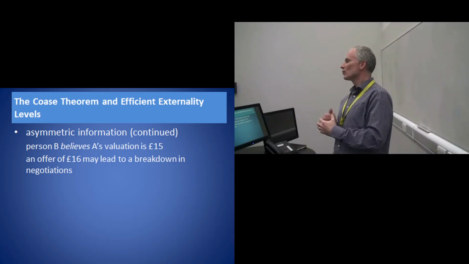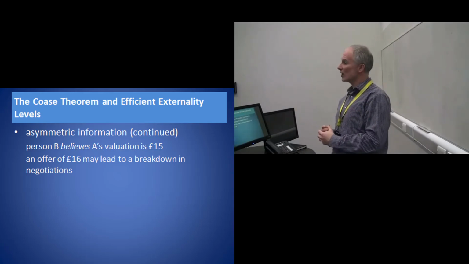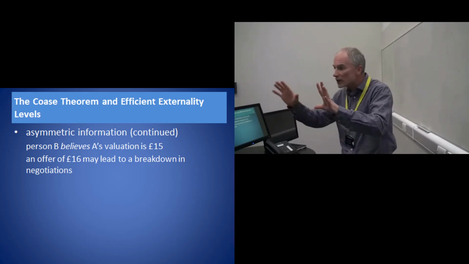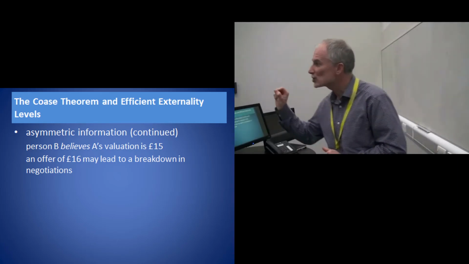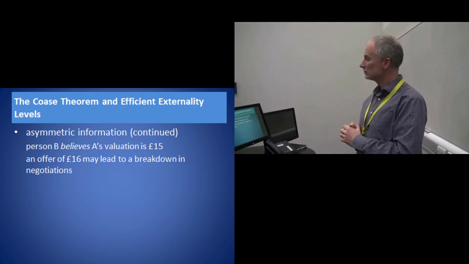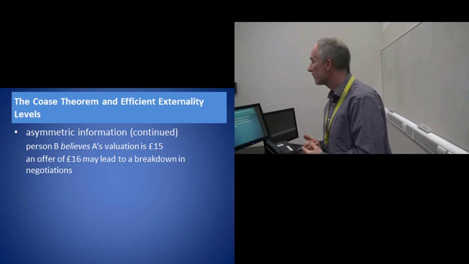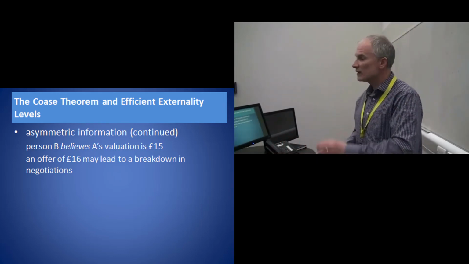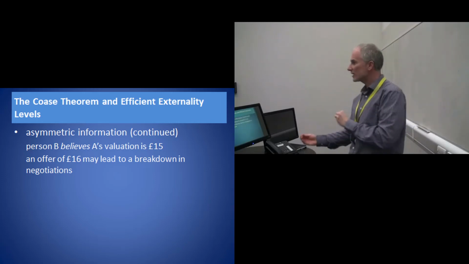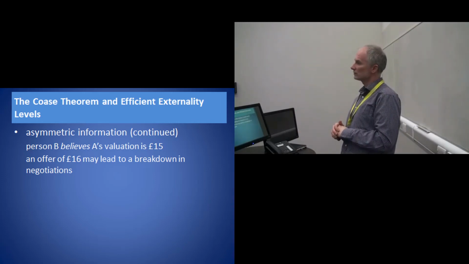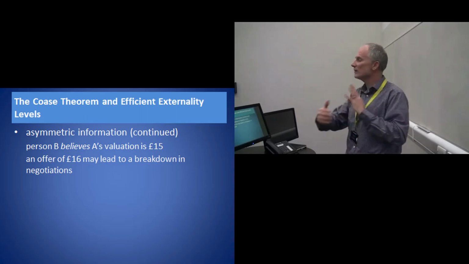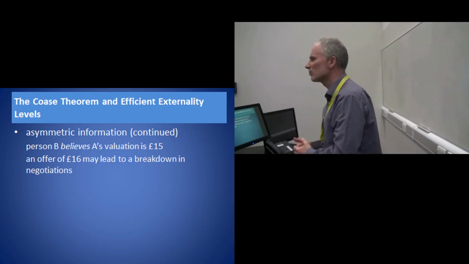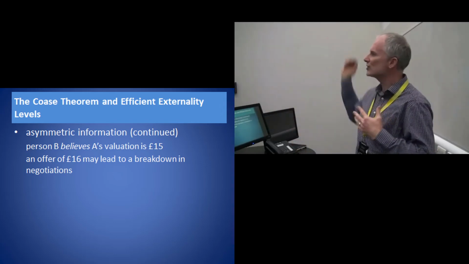So, what does he do? Well, this negotiation process then starts. So, okay, you value smoking at £15. I'm going to give you a fair offer. I will pay you £16 not to smoke. And in the view of person B, the non-smoker, that is a fair offer. He's given him £16 for something he only values at £15. What's going to happen? Person A is going to reject this offer out of hand. He's been given £16, but he values smoking at £20. Of course he's going to reject it.